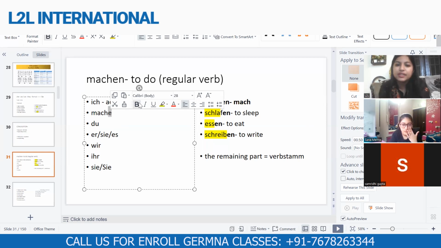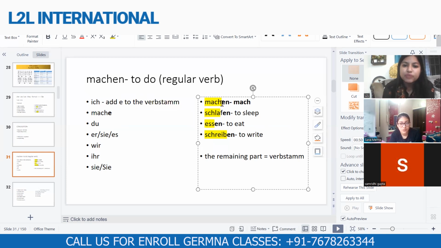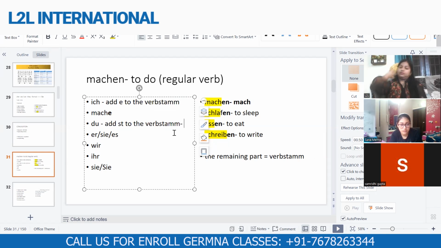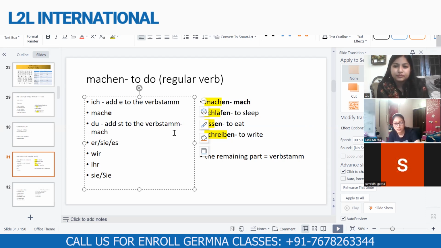If you don't remember this, just remember that with ich we need to remove the n part. We don't require n. With du, the pattern says that we need to add st to the verb stem. Mach is the verb stem and we have to add st. So it will become what? Machst. Very good. M-A-C-H-S-T.